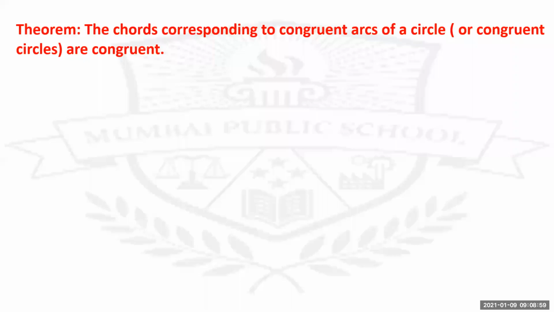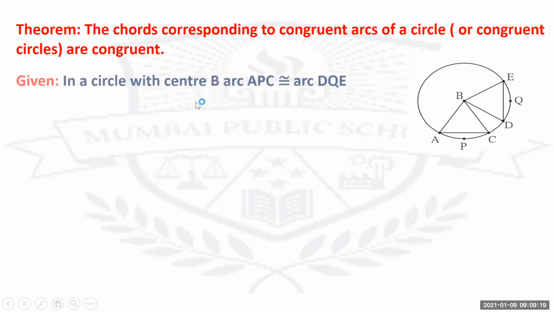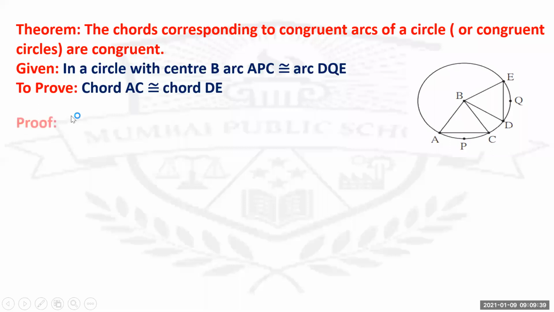Now the next theorem: chords corresponding to congruent arcs of the circle, or of congruent circles, are congruent. Check, we assume that arc AC and arc ED are congruent. In the circle with center B, arc APC is congruent to arc DQE. We have to prove that chord AC is congruent to chord DE. Proof.